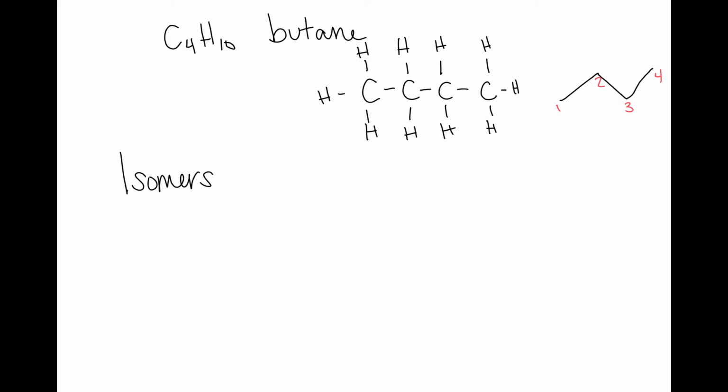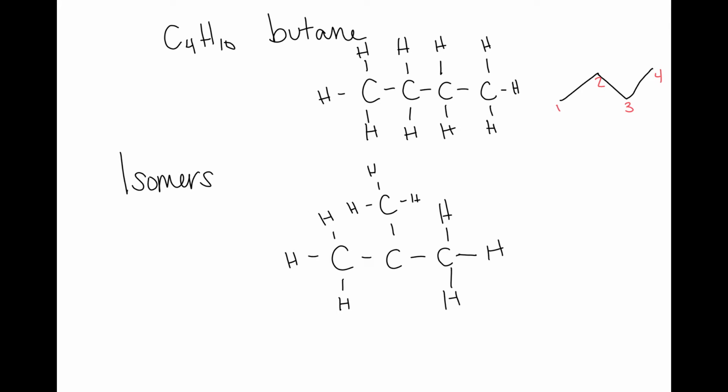The other way I can draw this, so this is one version, I could also do this. This still has my 4 carbons, and they're still attached to one another, but now they look slightly different. And again, we're going to fill them in with hydrogens where we can. Okay, so I have 9 hydrogens. This middle carbon has 3 bonds already, so it only gets 1 hydrogen to give us 10.